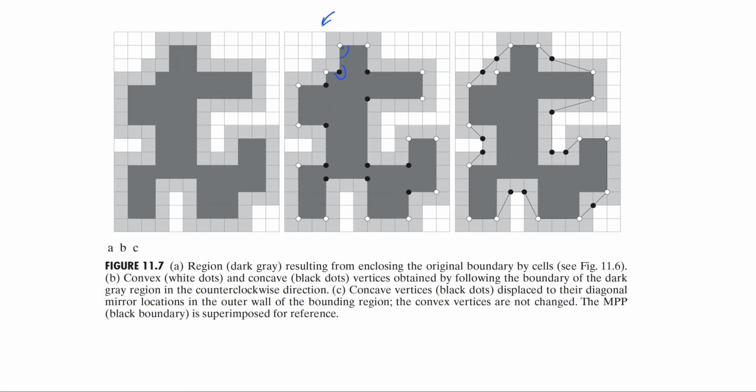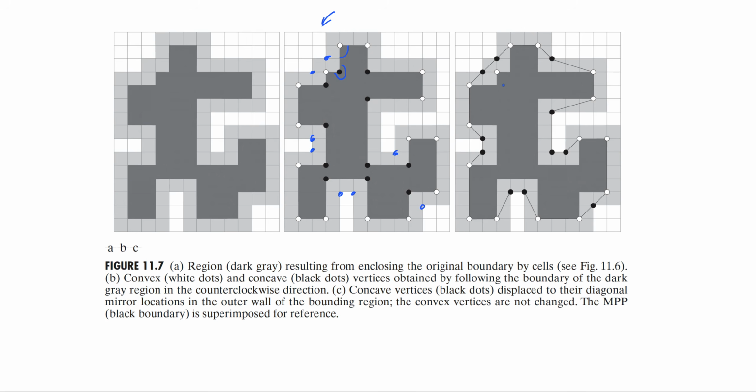Now you see that all the dark dots and white dots are along the inner wall. And for every dark dot, we can find a point that is diagonally opposite to this point in the outer wall. So I can find a point corresponding to this point over here, and one over here, and one over here, and so on.